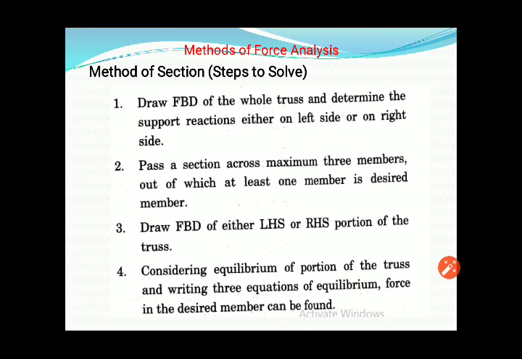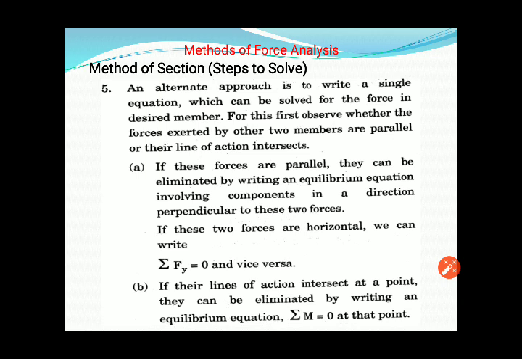You can pass a section line, but the maximum number of unknown members should be three. If you pass a section line through more than three members, you will not get the answer. You have to pass the section line such that it cuts only three members, not more than that. Draw free body diagram of either the left hand side or right hand side portion of the truss. Consider equilibrium of the portion of the truss and write three equations of equilibrium; the force in the desired member can be found.